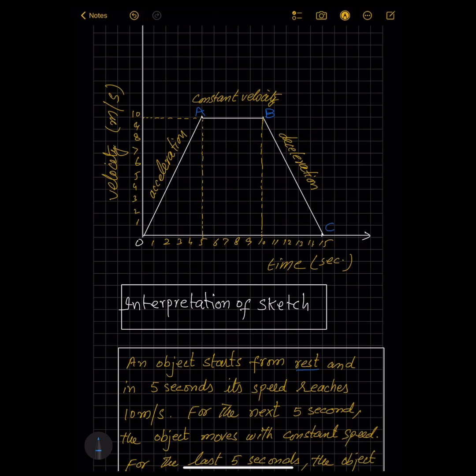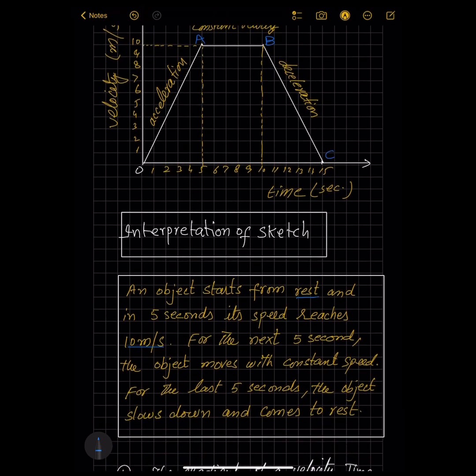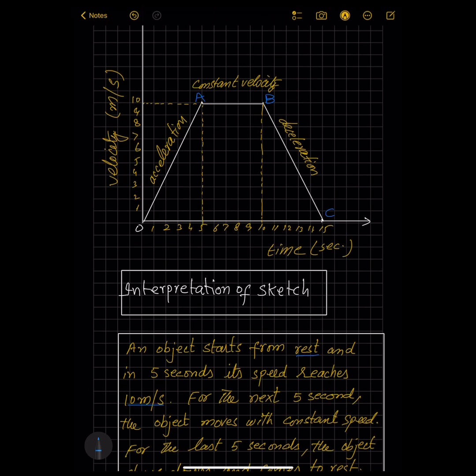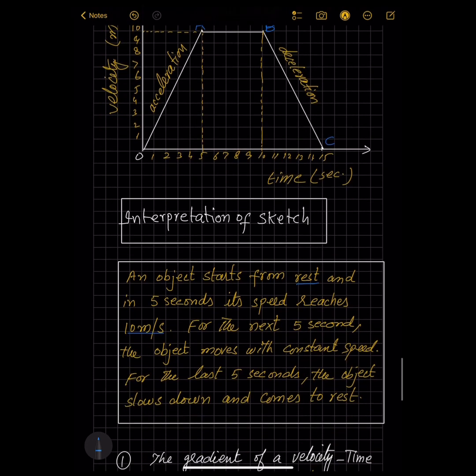An object starts from rest and in 5 seconds its speed reaches 10 meters per second. For the next 5 seconds, the object moves with constant speed, which is clear, that is 10 meters per second. For the last 5 seconds, the object slows down. जो last line BC है, that shows the object slows down and comes back to rest.